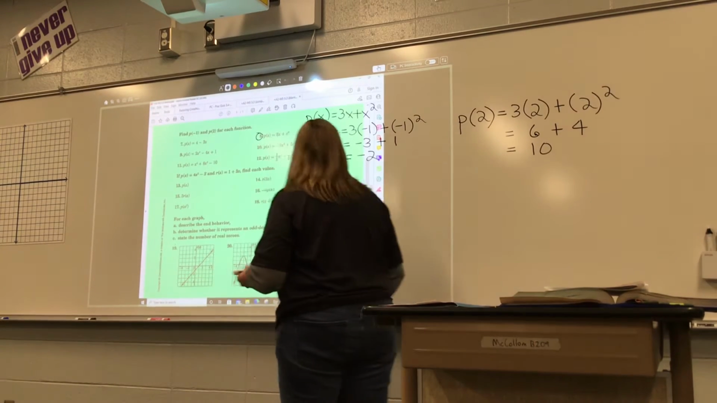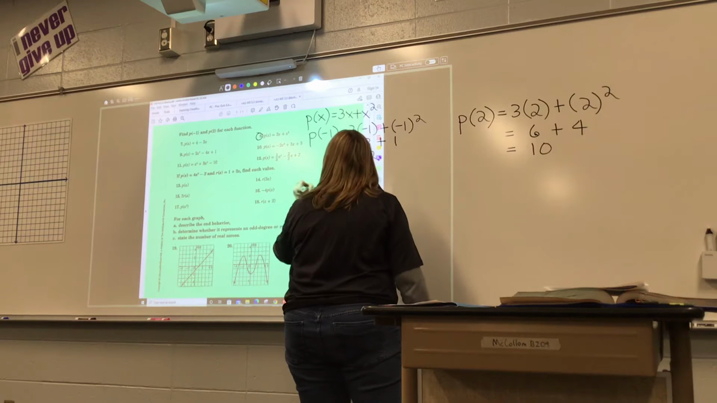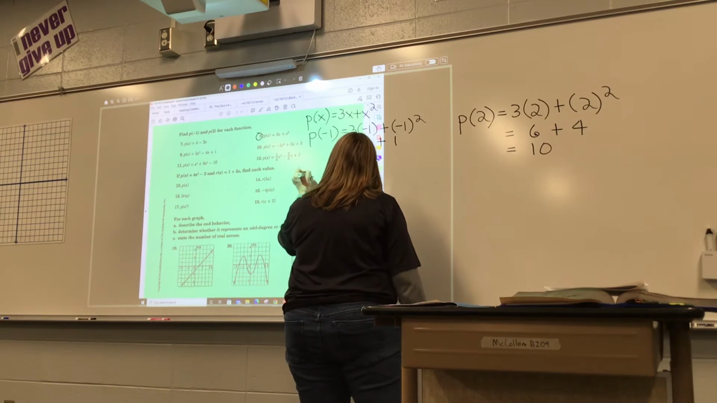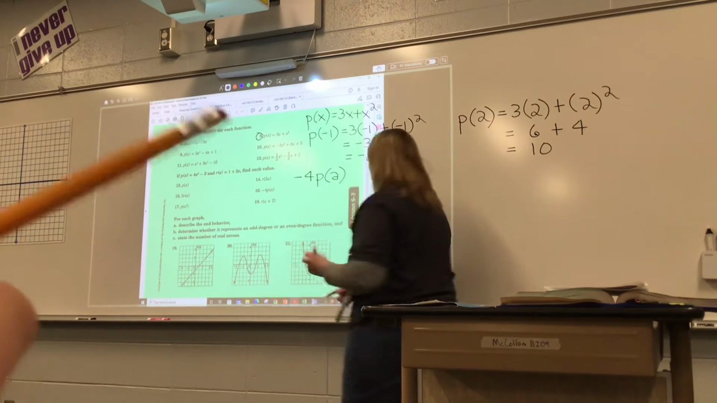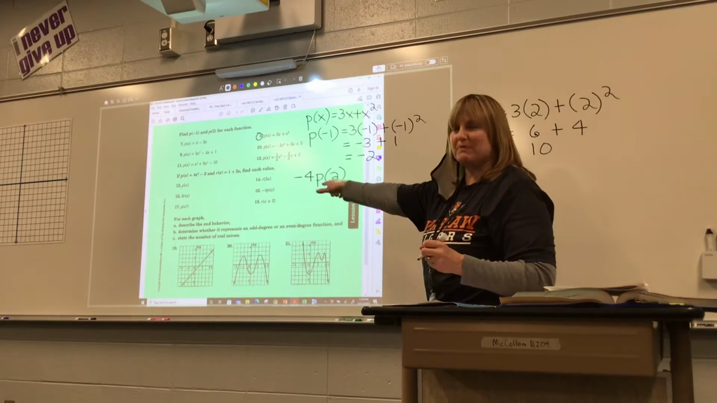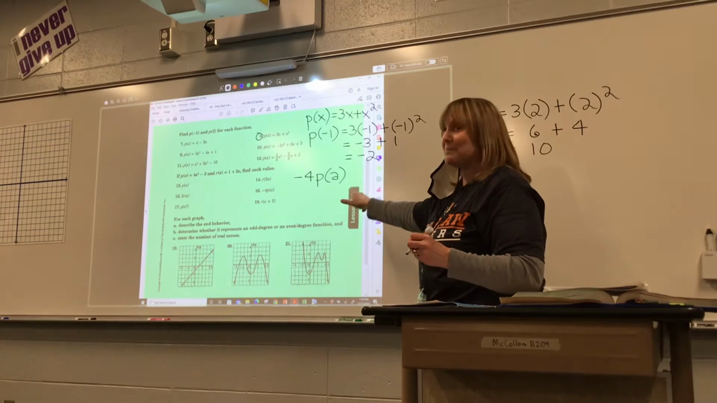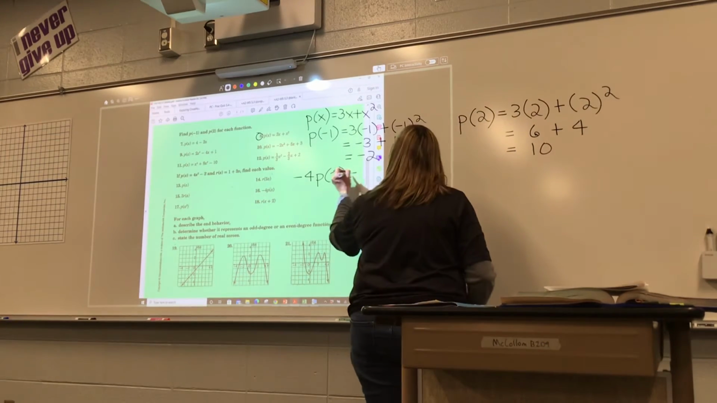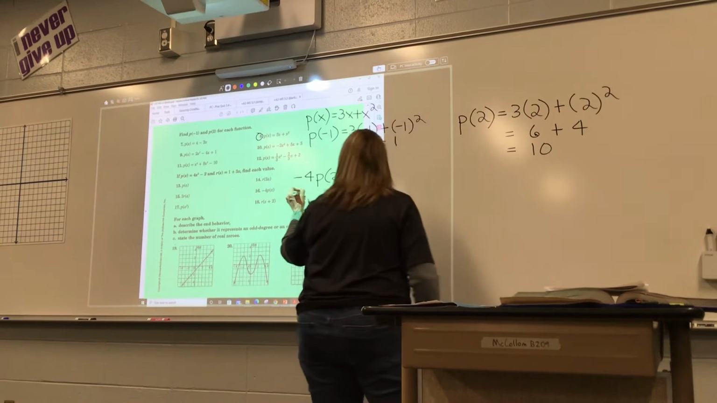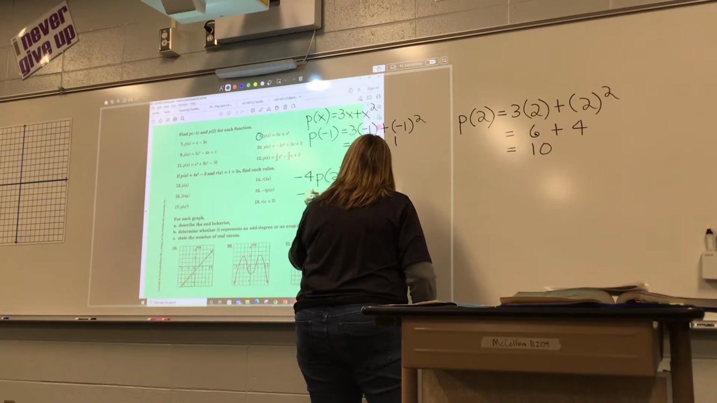Number 16 is always interesting because students see -4p(a). They actually think this means take -4p times a. That's not what that means. That really means -4 times p of a.